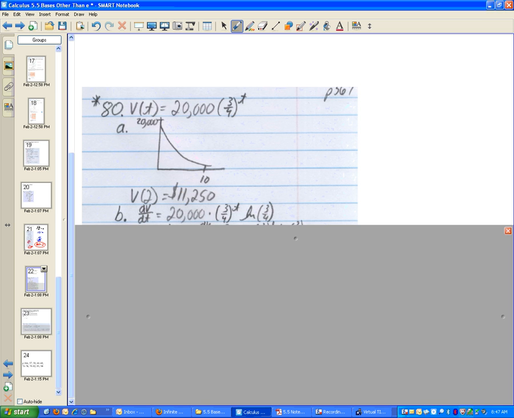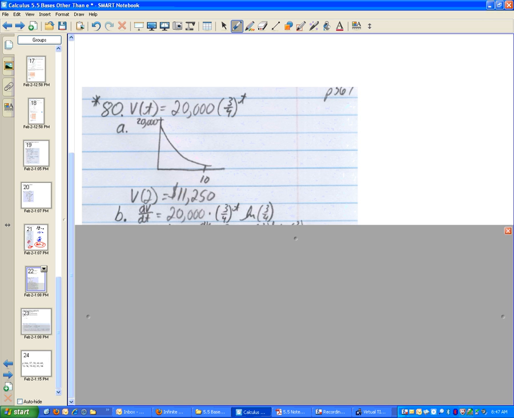All right, so we need to take the derivative of our value function. So dV/dt stands for rate of change of the value with respect to t. Well, first of all, let's do the constant multiple rule. So that'd be 20,000 times whatever the derivative of a to the t is. Well, the derivative of a to the u is a to the u times the natural log of a, or natural log of a times a to the u. I think that's the way the book said it.